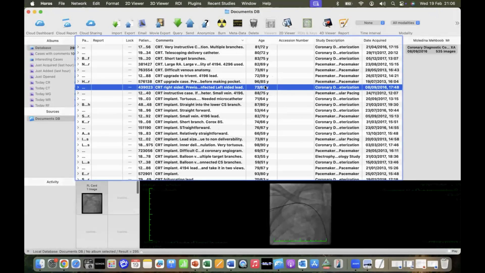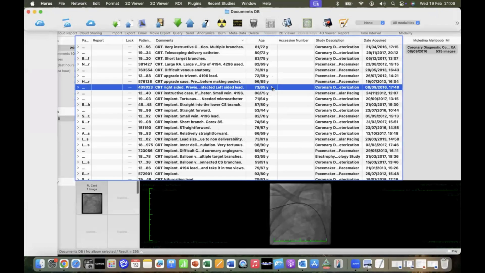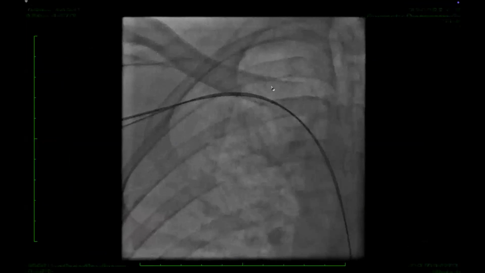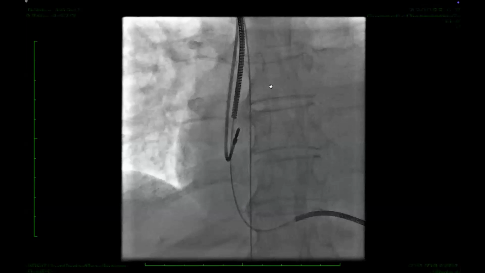Okay, so I've got something called CRT right-sided. Let me show that as a final picture. Every now and then, and in this particular case, the patient had a pacemaker infection. We have to implant the device on the left side, on the right side. It's a little bit more tricky, and all I'd say is that if you're going to do that from the right side, the technology is different if you want to do it efficiently and quickly.